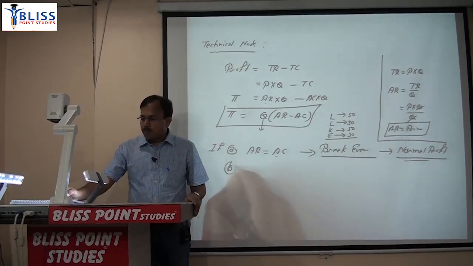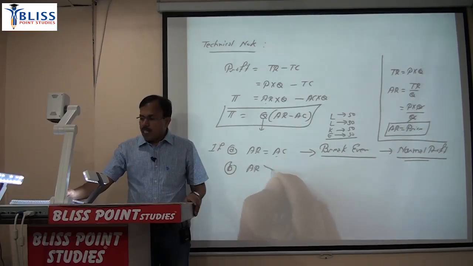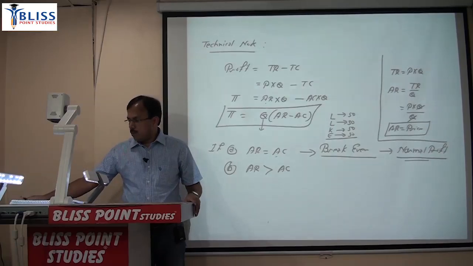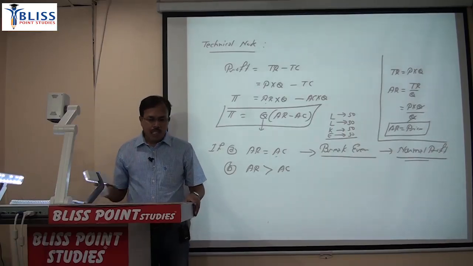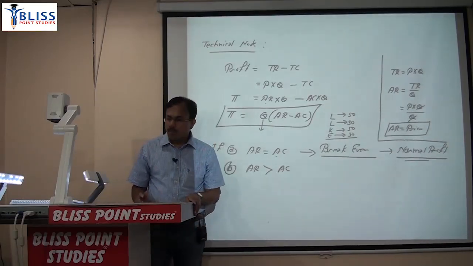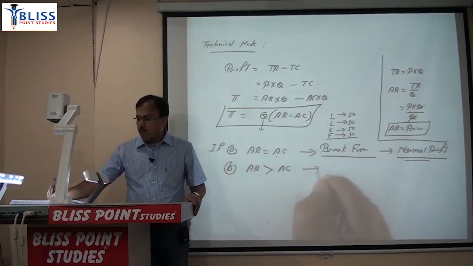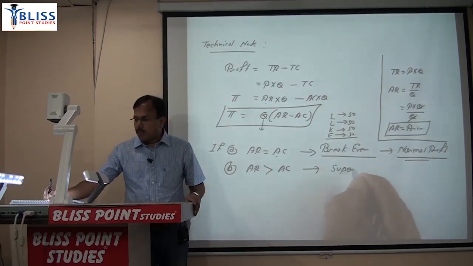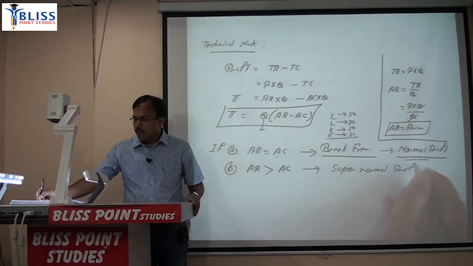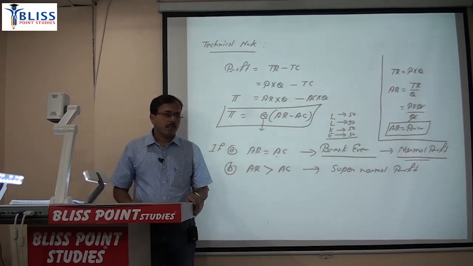If AR is greater than AC, then profit is more than normal, then you will call it super normal profit. Then it will be super normal profit.